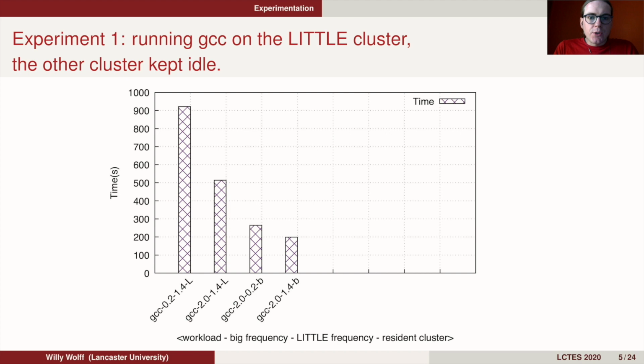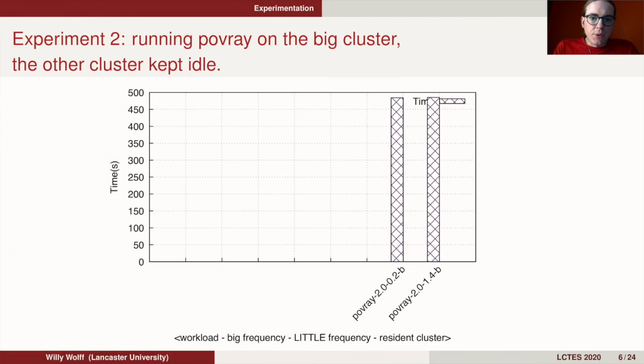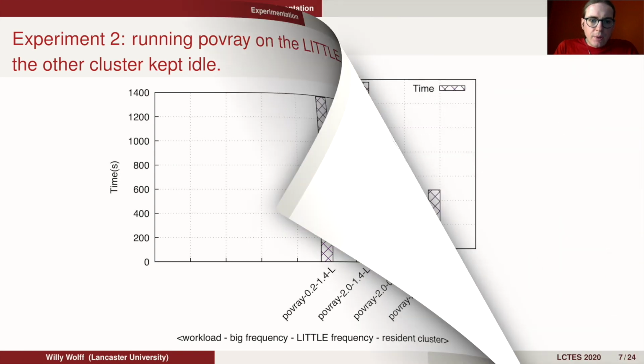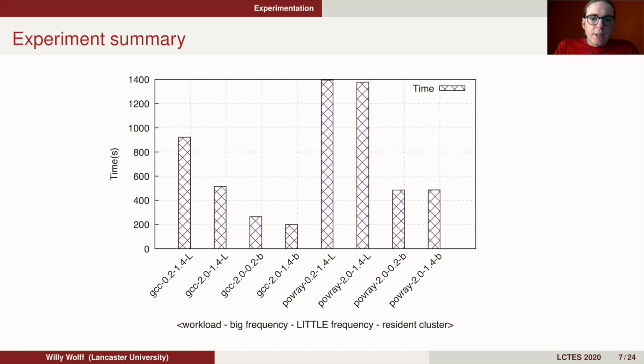Let's have a look at another application. We'll use povray from the same benchmark suite. As we can see, there is no extra delay when running on the big cluster while the little cluster is idle. And it is the same when we swap the roles. To summarize this experiment, it seems that there is an extra latency that could depend on the workload. But what is the problem exactly?